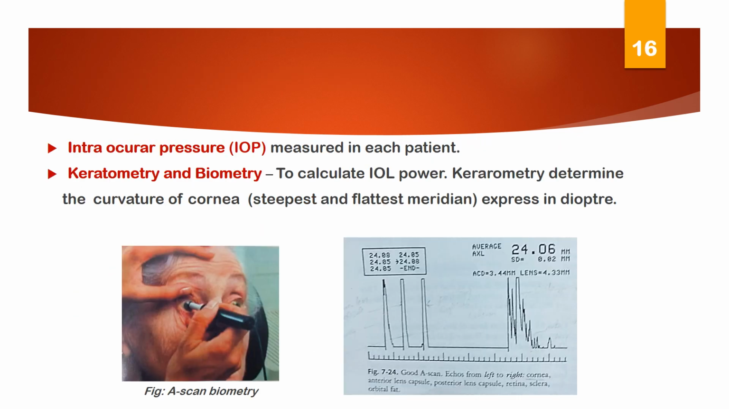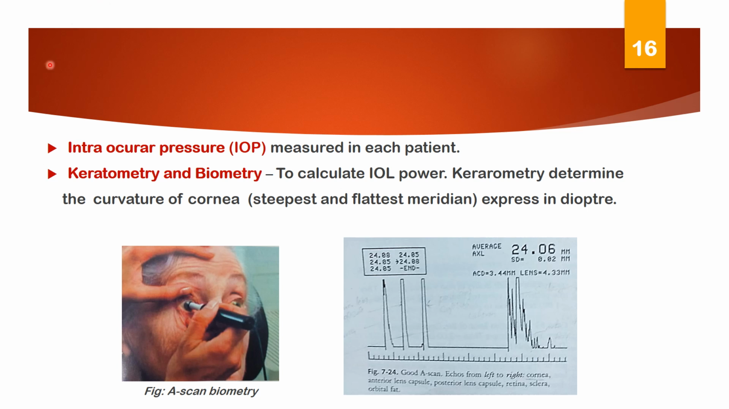And intraocular pressure should be measured in each and every patient, preferably by applanation tonometer. Keratometry and biometry to calculate the intraocular lens power. Keratometry determines the curvature of the cornea expressed in diopters.